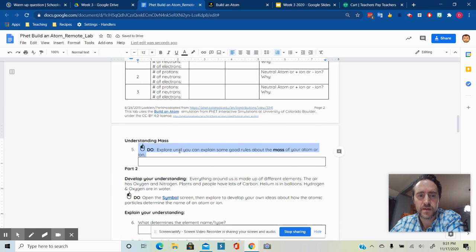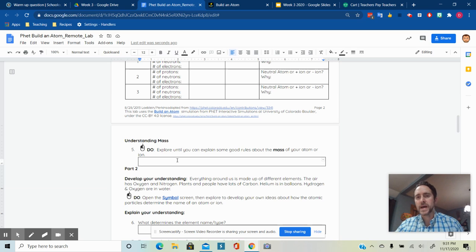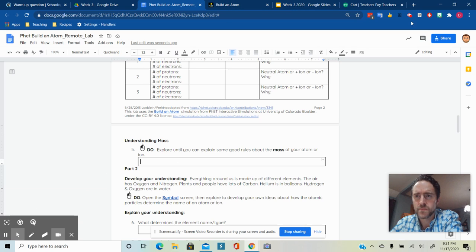And then finally, understanding the mass. What can you tell me about the mass of each atom? Figure out what the rule is. Okay, that's part 1. That was today's, or Tuesday's, assignment. I'll stop here. I'll do another video for part 2.